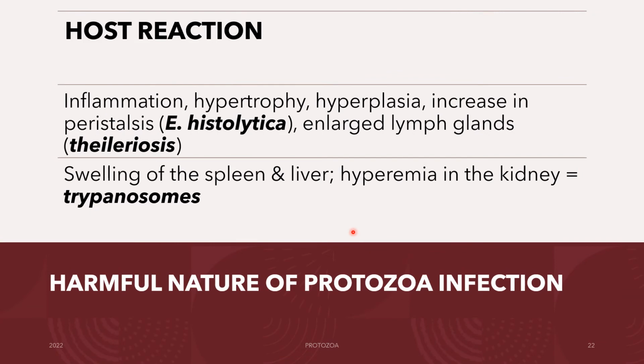Parasitic protozoa may also cause various host reactions. These include the development of inflammation, hypertrophy, hyperplasia, increase in the peristalsis as demonstrated when there is an infection with Entamoeba histolytica in amoebiasis, enlarged lymph glands, as in theileriosis. There can also be swelling of the spleen and the liver, and hyperemia in the kidney as demonstrated in the infection with trypanosomes.